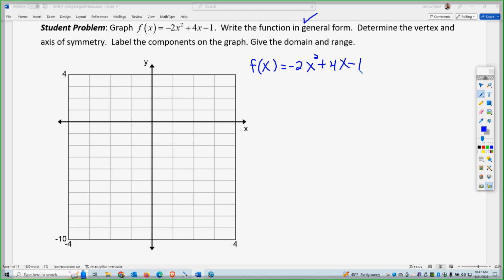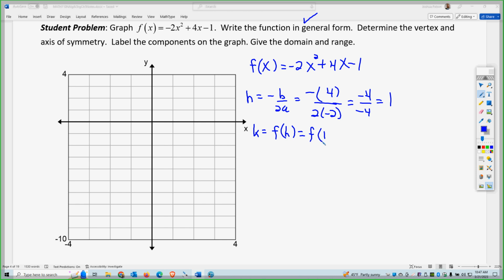So we need the vertex. Okay, so h equals -b over 2a. So that's -4 over 2 times -2. So that's -4 over -4, which is essentially 1. Did we get 1 last time too? We might have. Okay, so the k is the f of h, or in this case, f of 1.